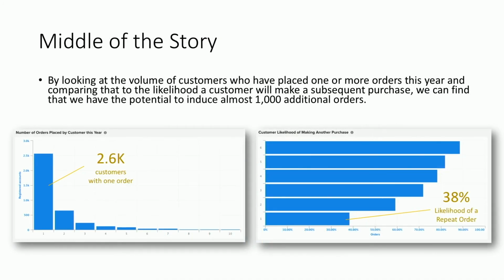Then we move to the middle of my story, which has my evidentiary support. So by looking at the volume of customers on this graph on the left, we can see that there's about 2,600 people that we could potentially reach out to, and they're ones who have placed orders this year. So by comparing that to the likelihood that they're going to make a subsequent purchase, we can find that we have about an additional 1,000 orders that we have potentially available to us from these clients who've already placed an order with us.